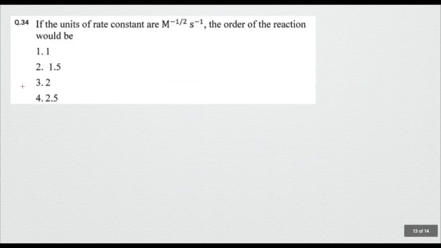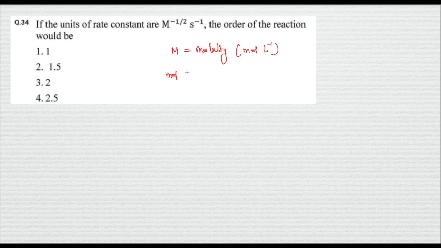Okay, talking about this particular question, it was a very good question. It says the unit of rate constant is m to the power minus 1/2 s to the power minus 1. The order of reaction would be? Now many people might have gotten confused with this, right? But the correct way of doing it is that over here this m is actually molality, or rather molarity, and the unit is moles per liter. That's the unit, so you have to substitute it over here.